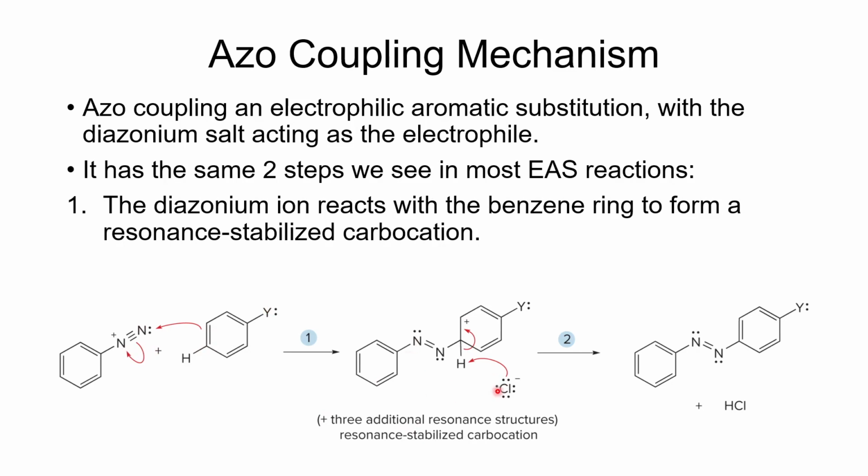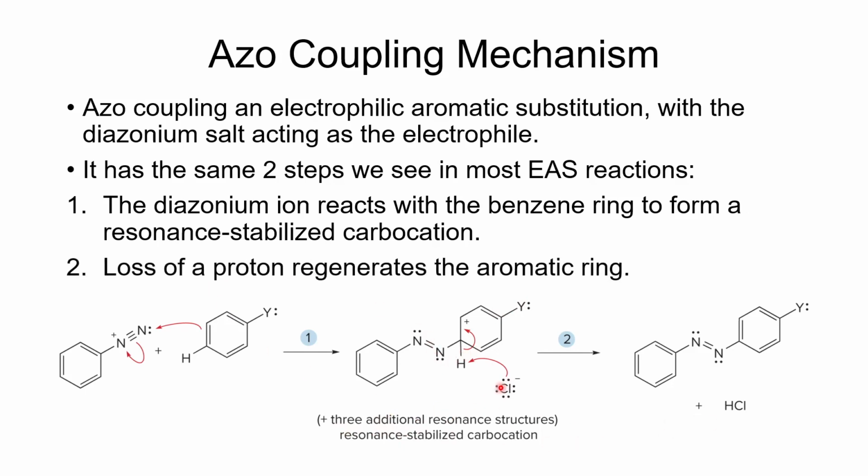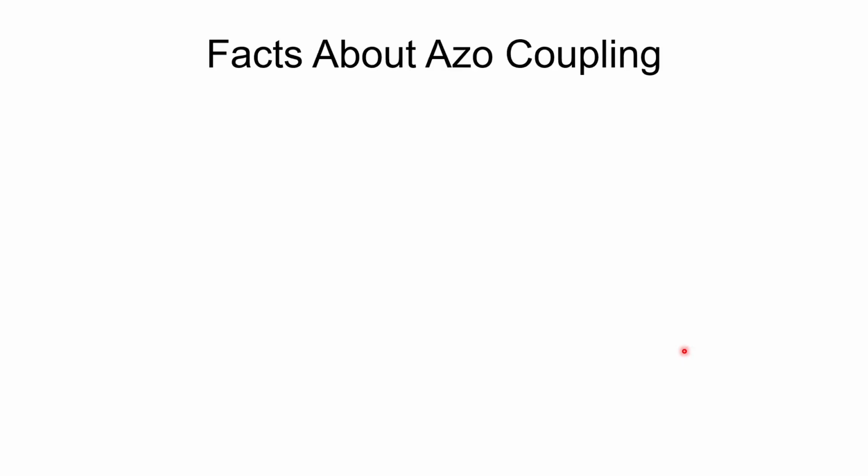We get a resonance stabilized carbocation, so there are additional resonance structures that we can draw there. One of those resonance structures has to have resonance electron donation, which is why we need that strong donating group there. And then we lose a proton. Something comes along and deprotonates, in this case chloride, maybe. So we deprotonate and regenerate our aromatic ring. There is our diazo compound. There's all kinds of dyes and compounds that have been made this way.